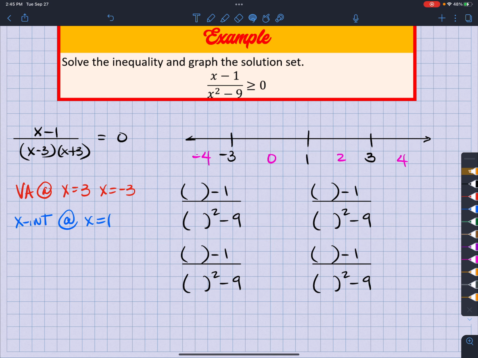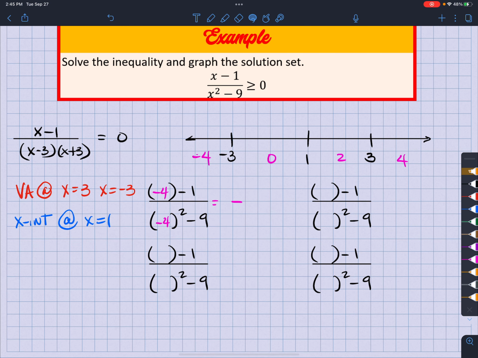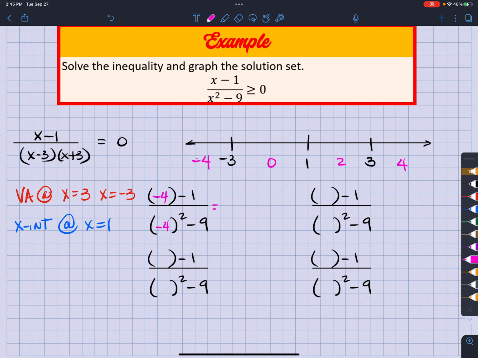A few times here. So let's try the negative 4. What does that give me? So the top is going to be a negative 5. The bottom is going to be a positive 16 minus 9. So that's going to be a negative. Is that right? Let me see. Let me give it more space. Because I'm wondering if I should do it this way. The top is going to be negative, right? Negative 4 minus 1 is going to be negative. Negative 4 squared is 16. 16 minus 9 is going to be positive. So this is going to be negative.